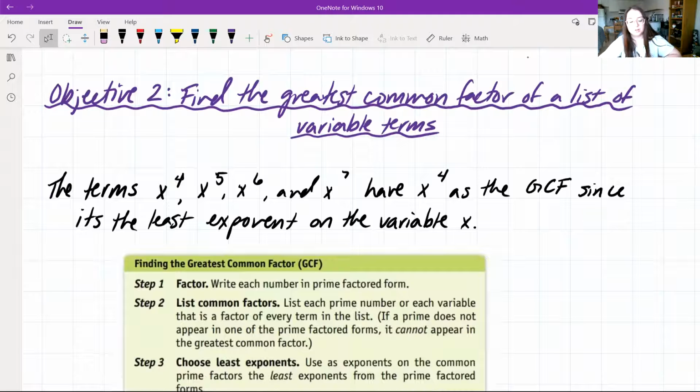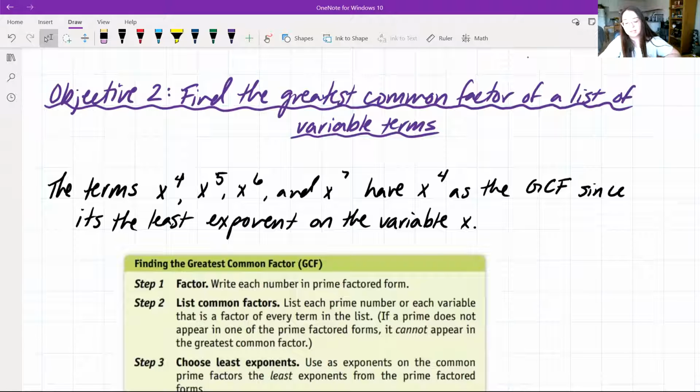All right, on to objective 2. We want to find the greatest common factor of a list of variable terms now. So instead of having numbers or integers, we're now going to have variables and variable terms. The terms x to the power of 4, x to the power of 5, x to the power of 6, and x to the power of 7 have x to the power of 4 as the greatest common factor, since it's the least exponent on the variable x. So we can express x to the power of 5 as x to the power of 4 times x.